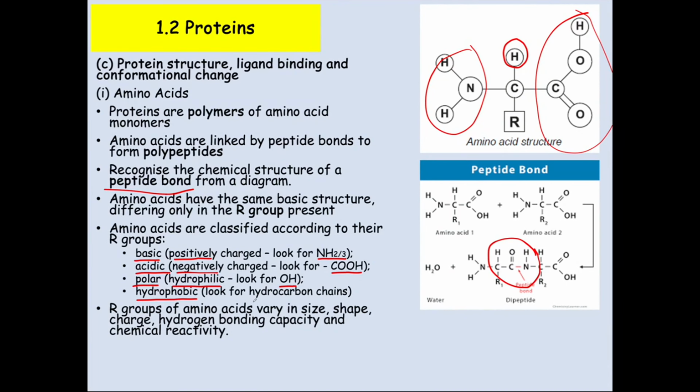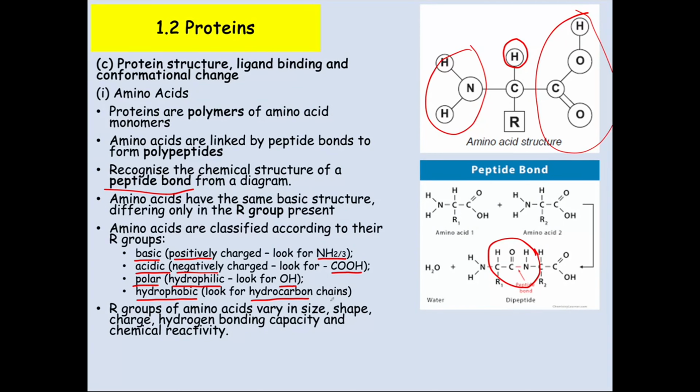Hydrophobic ones don't like the water. We tend to find them deep within the protein. To recognize those in terms of their structure, we're looking out for these hydrocarbon chains. If you see an amino acid and it's got a large number of hydrocarbon chains, it's probably a hydrophobic R group.